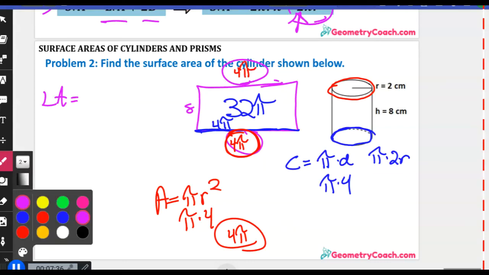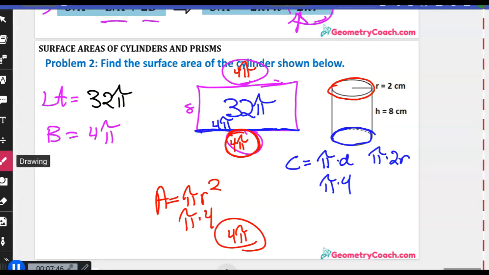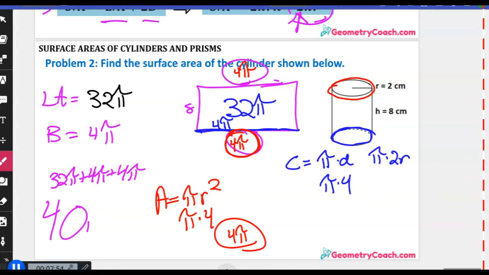Lateral area was 32 pi. Area of the base is 4 pi. So we're going to add that together, making sure we do 2 bases. So we got 32 pi plus 4 pi plus 4 pi. So that is 40 pi's. The surface area of our cylinder is 40 pi centimeters squared.